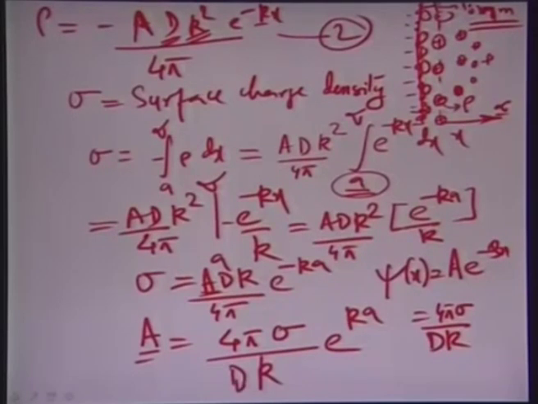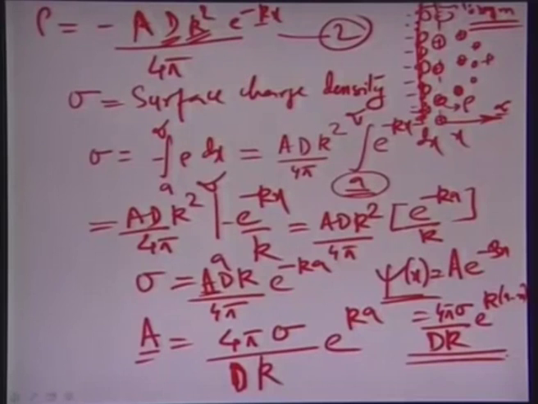D again is the dielectric constant of the medium in which the solution is present. So, the solution normally is in an aqueous medium, and so the medium is water, and the dielectric constant would be the dielectric constant of water in CGS units. So, 4 pi sigma by D k e to the power of k a minus x. Okay, that is what the potential function phi of x would be.